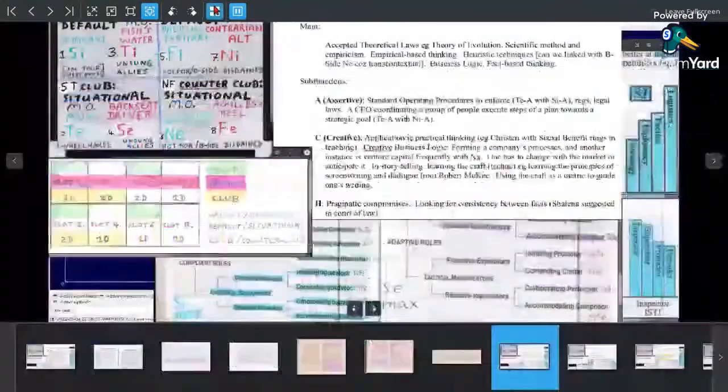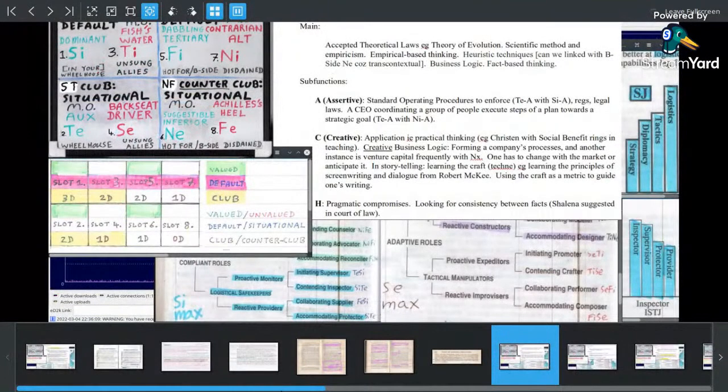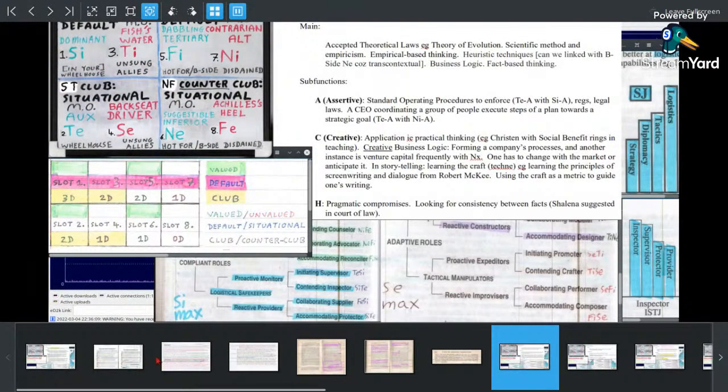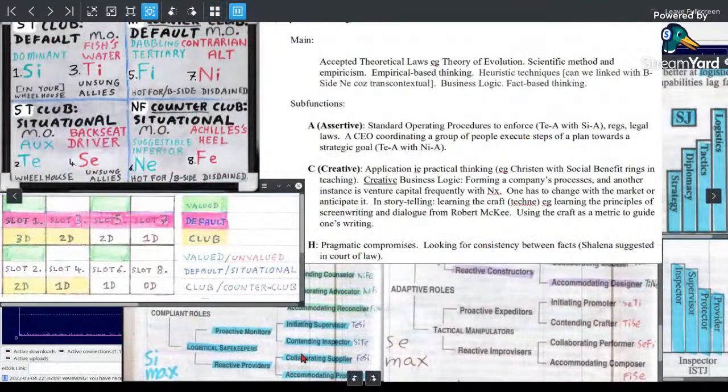Right, okay, so are we now on TE? We are now on TE. I'm not going to breeze through these in like 5 minutes. So now I can talk a little bit more about these Keirsey roles.